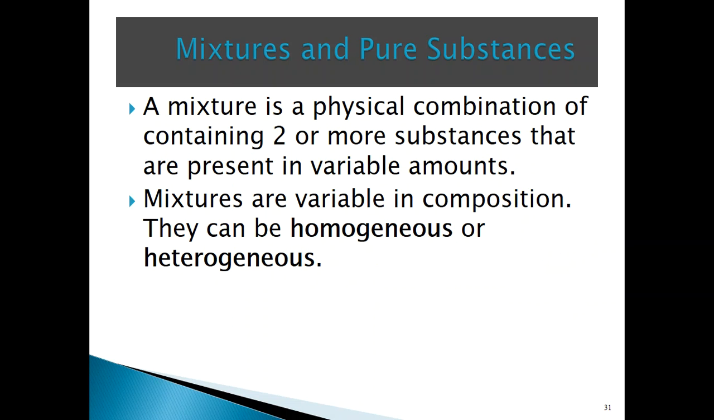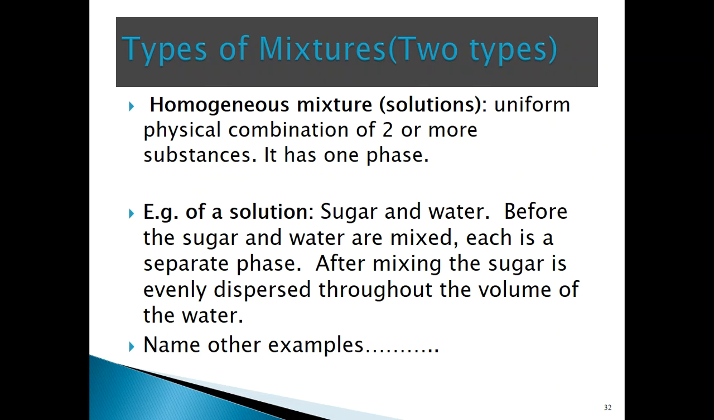Then we need to talk about mixtures, right? What are mixtures? A mixture is a physical combination of two or more substances that can be present in variable amounts. All right. There are two types of mixtures in this regard. You can have homogeneous mixtures and heterogeneous mixtures, right? A homogeneous mixture, which is also known as a solution, is a uniform physical combination of two or more substances, and it exists in one phase.